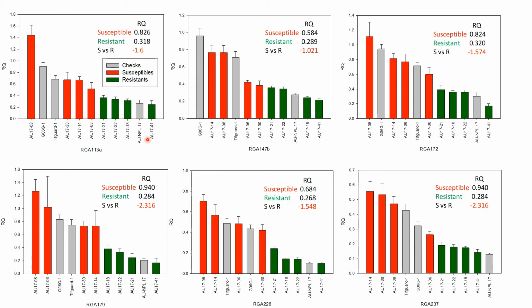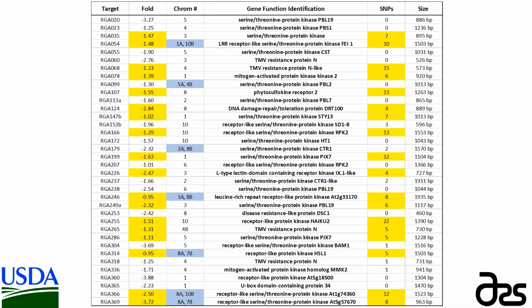This table shows a composite of 36 different R genes that have similar patterns as the last 2 slides, where the genes are inclusive in this list, and the target ID is shown in this column. It shows the fold differences in terms of negative correlation between susceptible versus resistant, and the chromosome number, with the color blue highlighted for more than 1 chromosome location. It also shows the gene function identification based on the BLAST-X results, and the number of SNPs based on the cloning and sequencing of these particular size products, with the yellow being more than 3 SNPs per product.